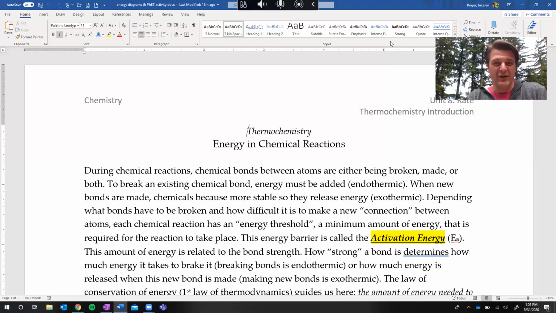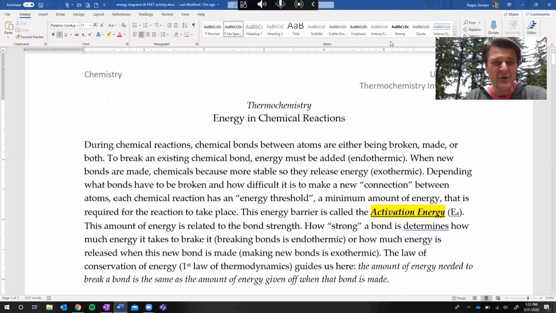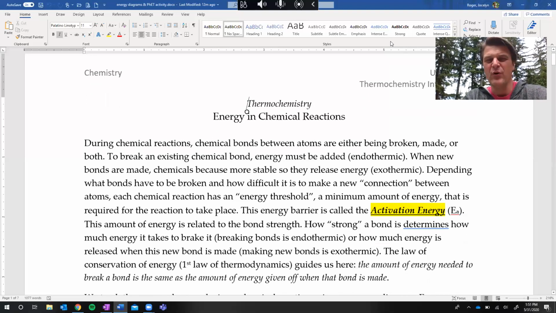essentially is just what I've been talking about with you. So it says that during chemical reactions, the chemical bonds between atoms are either being broken, being made, or both, or some are being broken and others are being made, right? So remember that in a chemical reaction, the atoms don't disappear, the atoms don't appear out of nowhere either. The only thing that's happening is just a rearrangement of atoms. So some bonds are being broken, new bonds are being made, atoms are the same, they're just switching partners or rearranging themselves with each other. So those are the chemical bonds that are being broken and made.